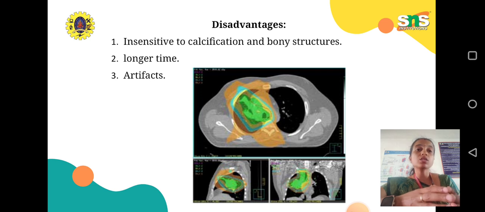What are the disadvantages we have? It is insensitive to calcification and bone structures, which can give a different kind of output also. It takes a longer time, and it also produces artifacts. Why? Because the patients cannot stay in the same position for a longer time, so artifacts can be found in the 3D CRT images.